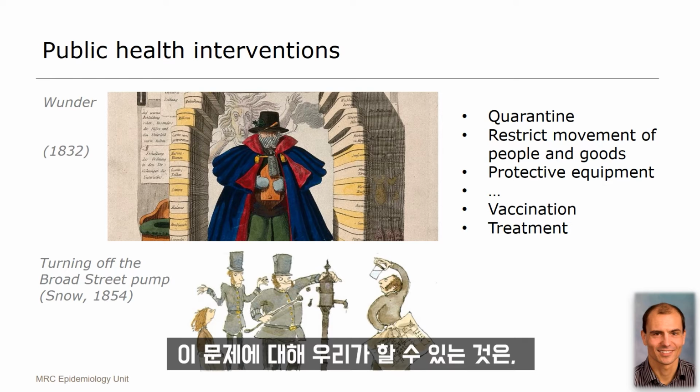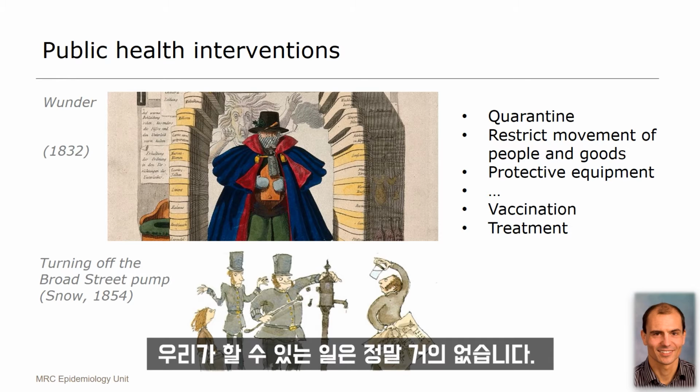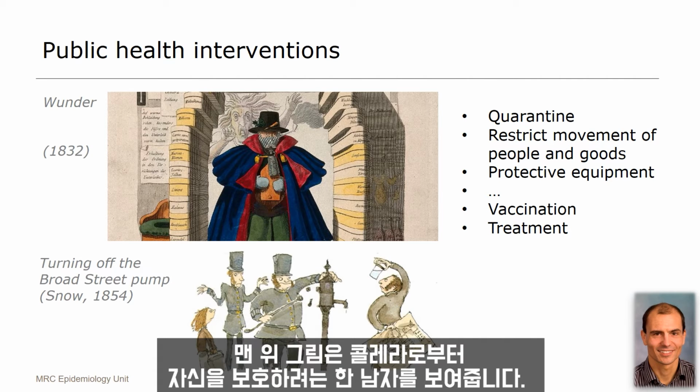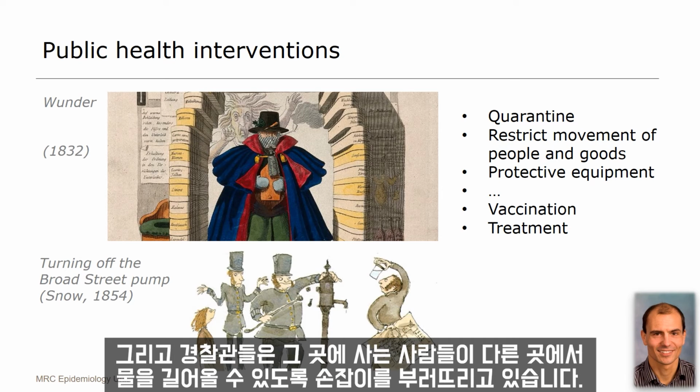In terms of what we might do about the problem, well, in the absence of effective treatment or vaccination, there really are only very few things we could do. And as was the case in historic times, these include quarantine and the restriction of movement of people and goods, and then the use of protective equipment such as face coverings. The top drawing there showing a man trying to protect himself against cholera, for example, and the bottom drawing there shows John Snow with his map having identified the Broad Street pump as the source of contaminated water that caused cholera, and the police officers there breaking off the handle so that those people living there would have to get their water from somewhere else.